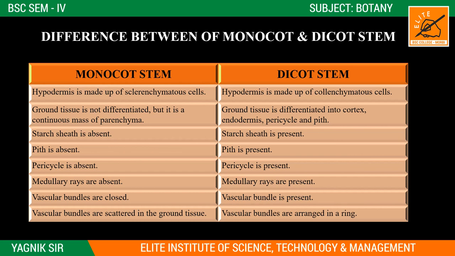Now the other one is the dicot stem. So in the dicot stem the hypodermis is made up of collenchyma, right? And the ground tissue is differentiated into cortex, endodermis, pericycle, and pith. Starch sheath is present, pith is also present. Vascular bundles are not arranged in a scattered form, right? They are arranged in a particular manner. So here pericycle and pith are both present, medullary rays are present, and by the medullary rays the vascular bundles are differentiated, right? And the vascular bundles are arranged in a single manner, that means a ring arrangement is seen. So these are the major differences between the monocot and dicot stems, right?